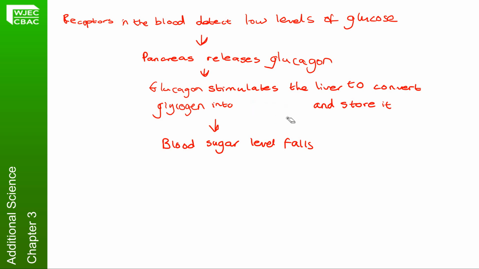If you get asked a question on this part of the unit, please be careful with your spelling, because glucagon, glycogen and glucose obviously are very similar spellings. So glucagon stimulates the liver to convert glycogen into glucose and release it into the bloodstream. So blood sugar level then rises.